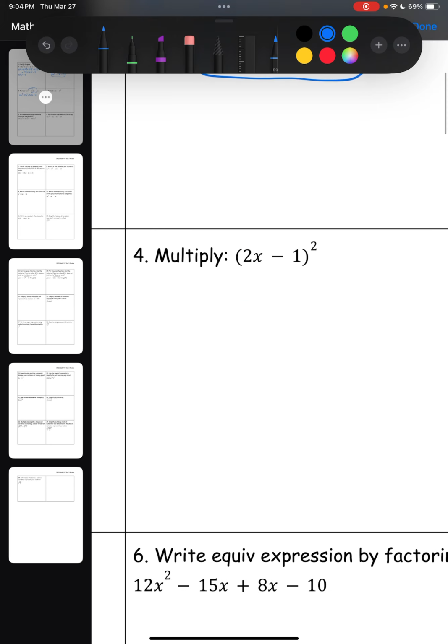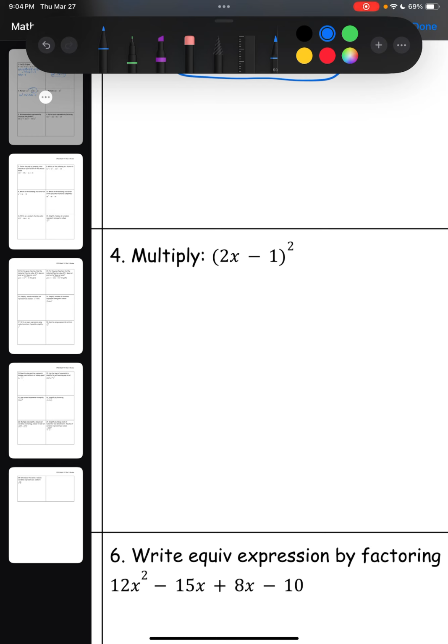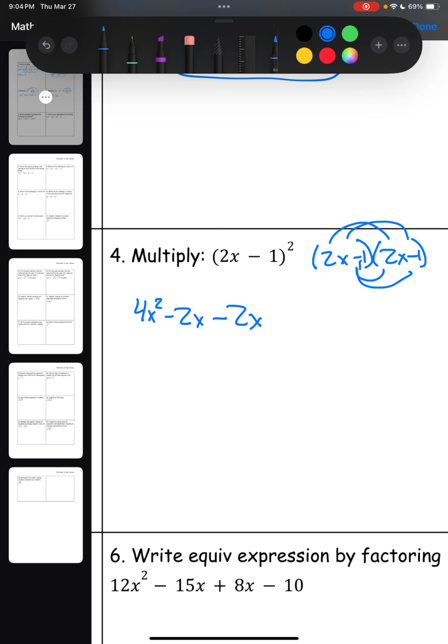Alright, so number 4. Again, we can either use the plug-in formulas, or we can just see what this is actually multiplying. Whichever way is easier for you, you should be able to get the same answer. So again, our over and under method. We have 2x times 2x, which is 4x squared. Then we have 2x times -1, which is -2x. Then -2x again with our -1 times 2x, and -1 times -1, which is +1.